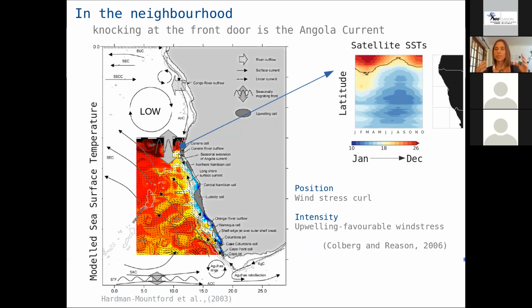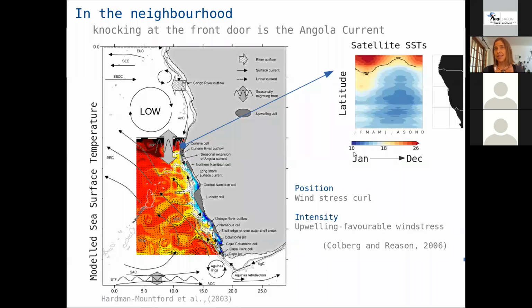And the importance of this front is the fact that it keeps the tropical waters of the Angola, which often tend to be low in oxygen because of this retentive region here, at bay. They keep them from entering the Benguela system and impacting the marine ecosystem there.